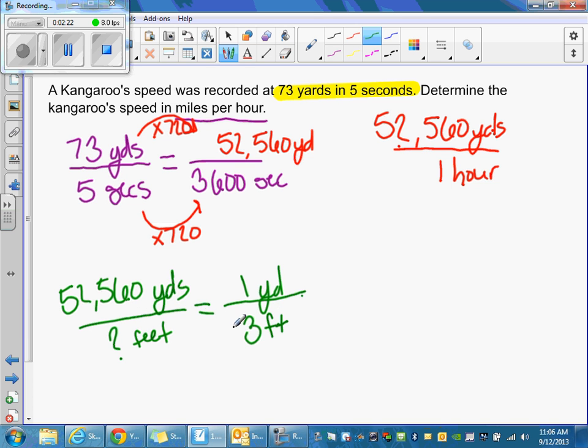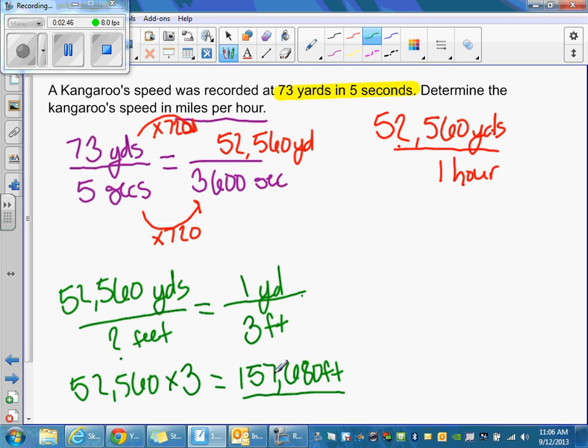I can see here that I can just cross multiply. So 52,560 times 3 equals 157,680 feet. There's a big number there. So our kangaroo can hop 157,680 feet in 1 hour. I'm not done yet. I still need to know how many miles, okay?